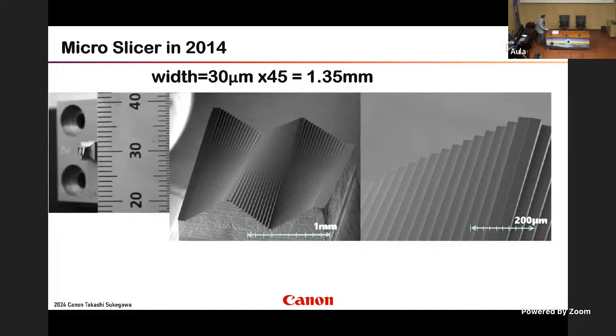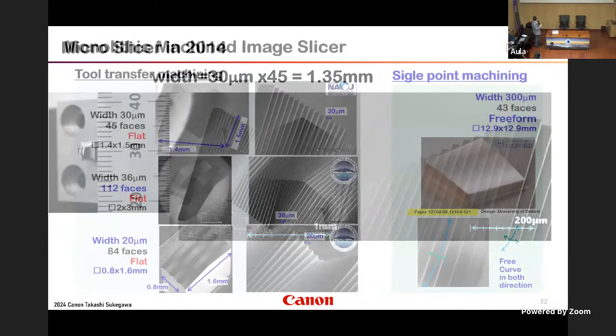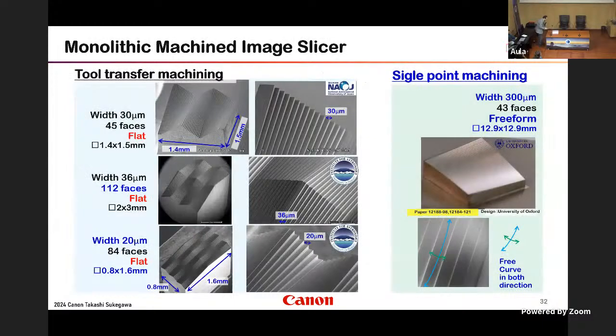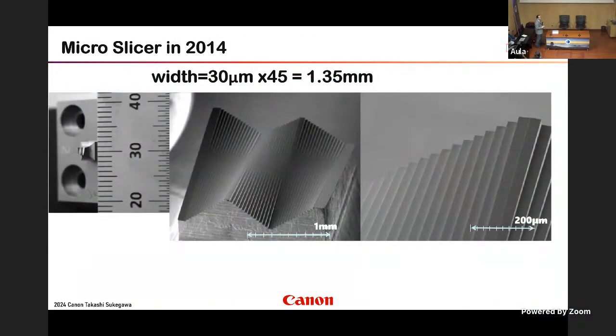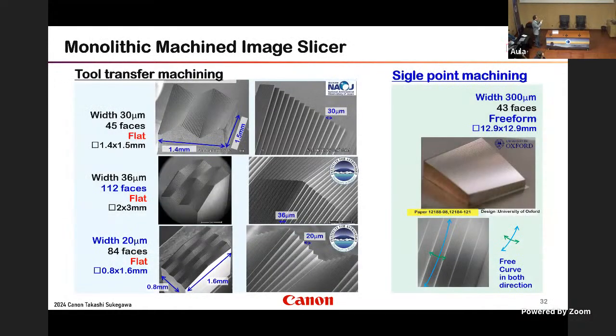So there's no need to spend so much time, but this is our first work, in 2014. This is an image slicer. The width is 30 micron, a small one. As this is machining, it's very easy, because 20 microns is possible. So just the machining.